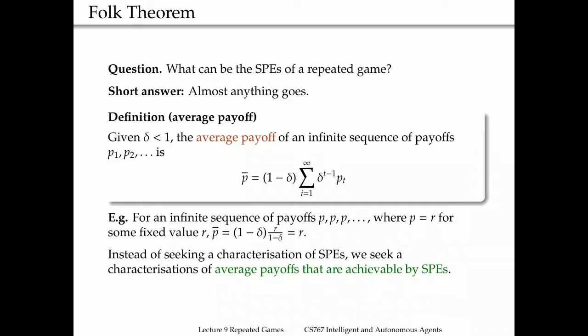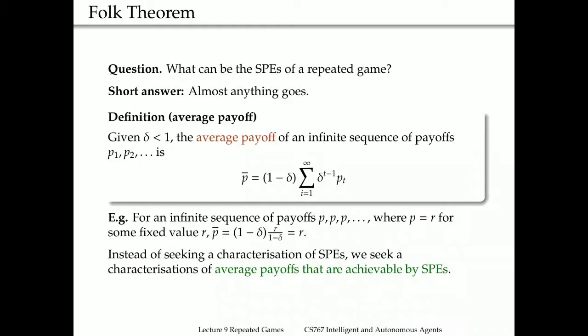So what do I mean precisely by this? I have to fix some definitions. First of all, what do I mean by average payoff? It's defined in this way. Suppose I have a discount factor delta less than 1, and an infinite sequence of payoffs P1, P2, P3. You can imagine each of the payoffs will be the payoff for a particular stage.